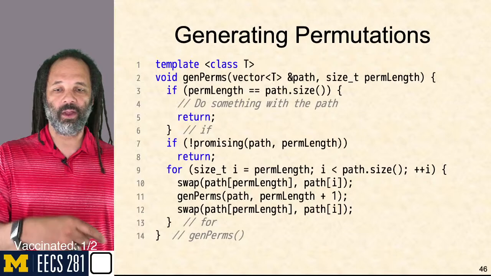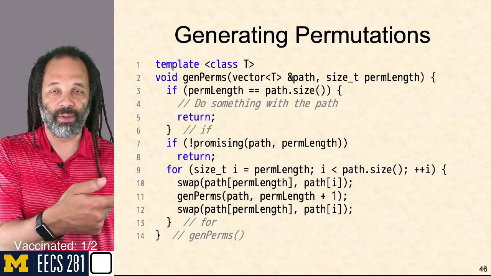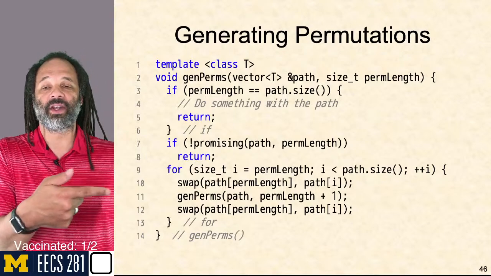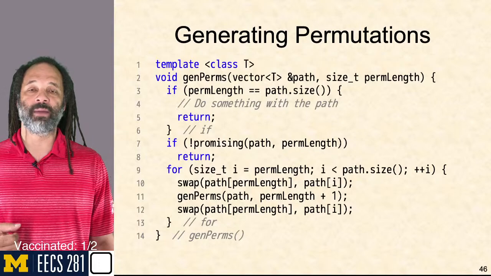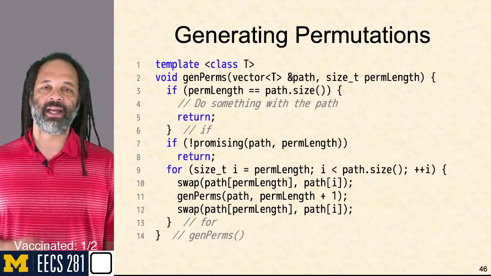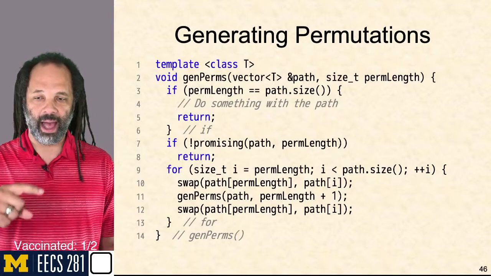The for loop says swap something new into this position, that perm length position, and then call it with perm length plus 1 because we're saying the permutation length has grown by 1. Once I get done checking that for good or for ill, I'm going to put it back.